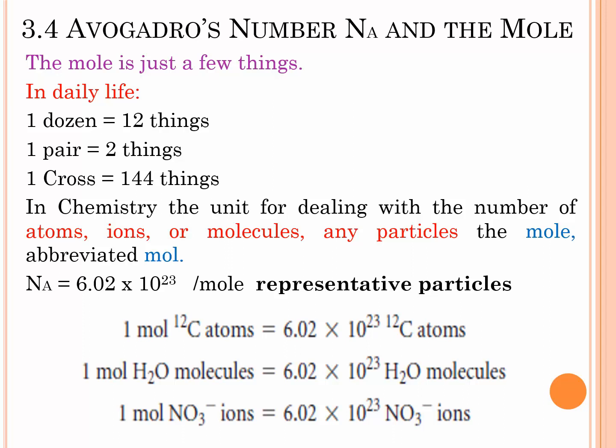It is equal to 6.02 times 10 to the 23 per mole, representative particles. So, for example, if we have 1 mole of carbon 12 atoms, it contains Avogadro's number of carbon 12 atoms. If we have 1 mole of water molecules, then we have Avogadro's number of water molecules. If we have 1 mole of nitrate ions, then it contains Avogadro's number of nitrate ions, and so on.